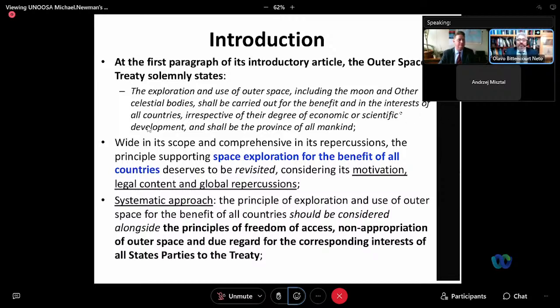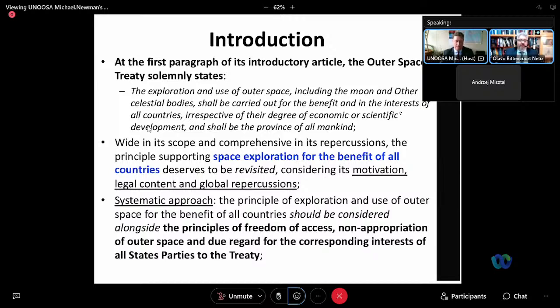I personally received the great responsibility of addressing the principle of space exploration for the benefit and interest of all countries, as contemplated by Article 1, Paragraph 1 of the Outer Space Treaty. Certainly, it is a key provision of the document and one that has vast repercussions. Indeed, such an important principle deserves to be revisited nowadays when space activities are regarded as essential tools for the economic, social, and political development of every nation on Earth.